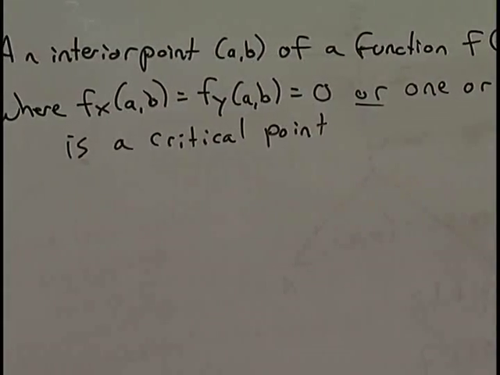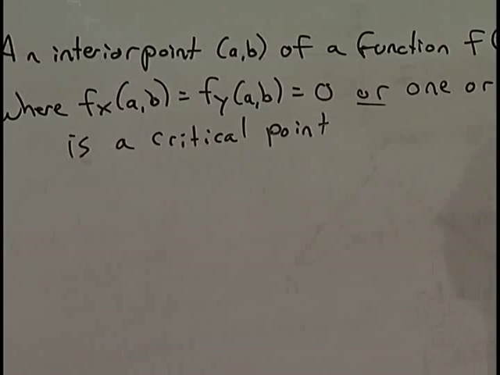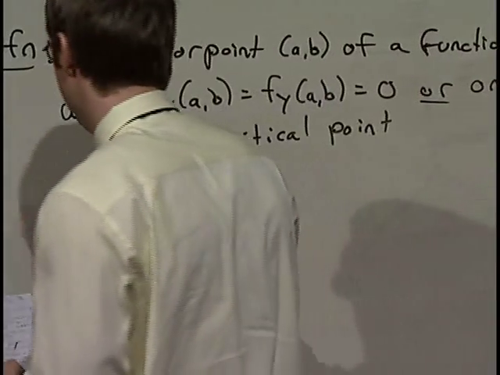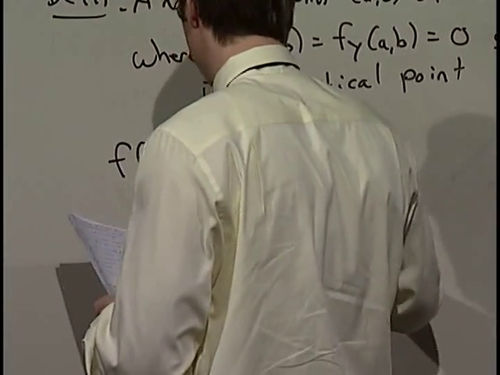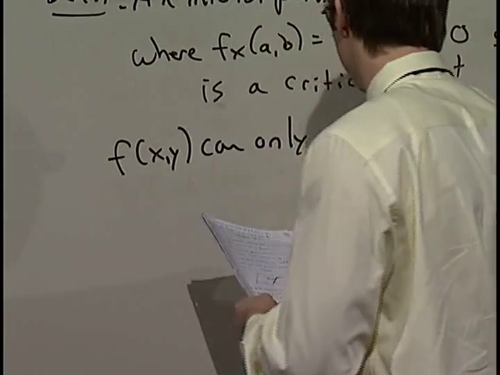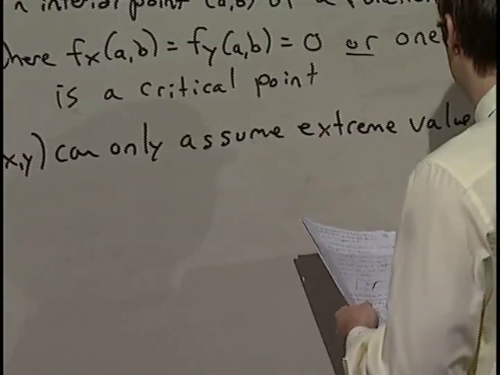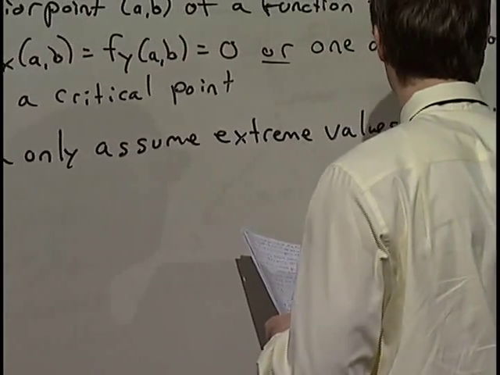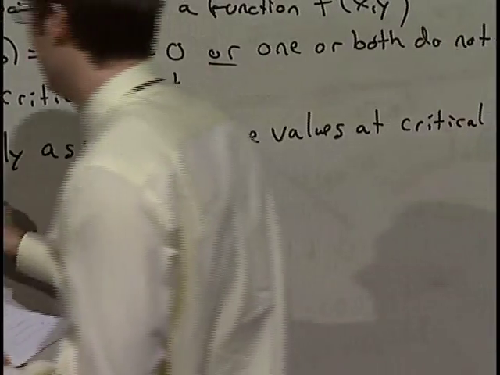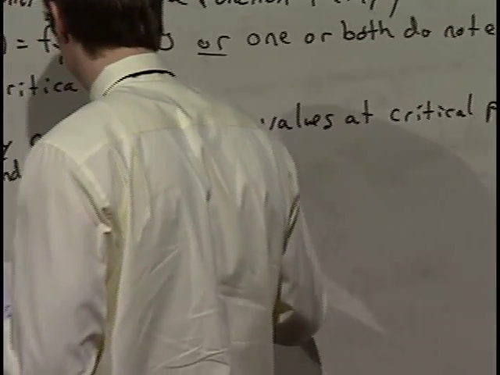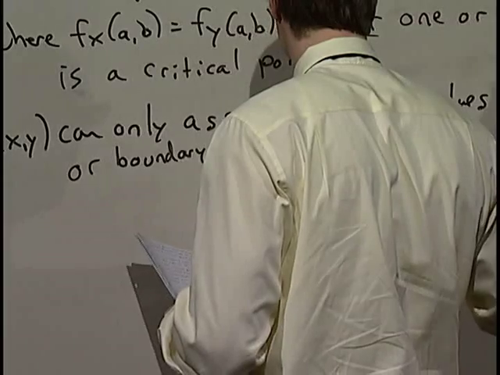So, same definition more or less. Either the first order partials are both 0 or one of them or both of them doesn't exist. That's essentially the same definition as single variable calc, except we only had one derivative then. So the first order derivative was 0 or it didn't exist. That's a critical point. Right? And the fact is, f of x, y can only assume its extreme values at critical points or boundary points of a closed domain.